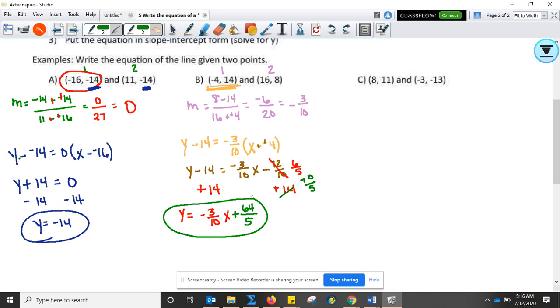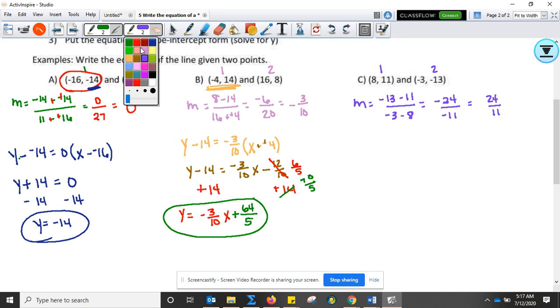All right, now for C. Group 1, Group 2, I have m equals negative 13 minus 11 over negative 3 minus 8. I get negative 24 over negative 11. Two negatives give me a positive 24 over 11. All right, so that's my slope. Now I'm going to choose an ordered pair. It doesn't matter which ordered pair you choose, just choose one. I'm going to stick with the first one.